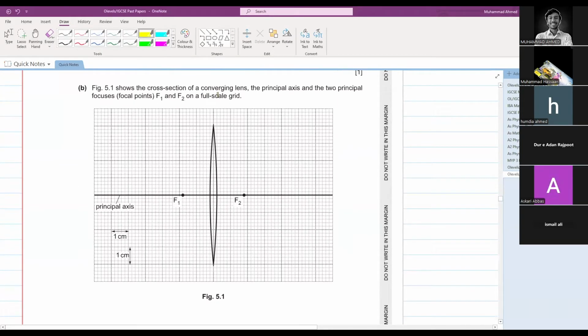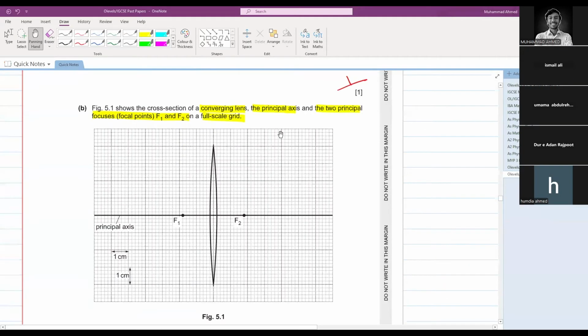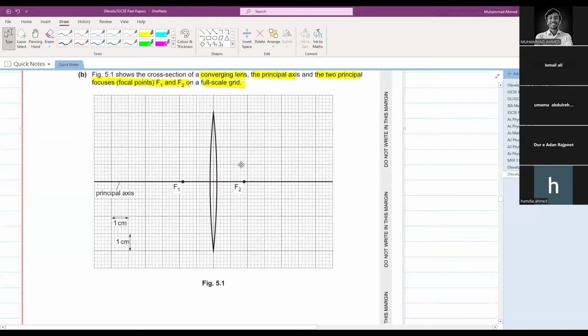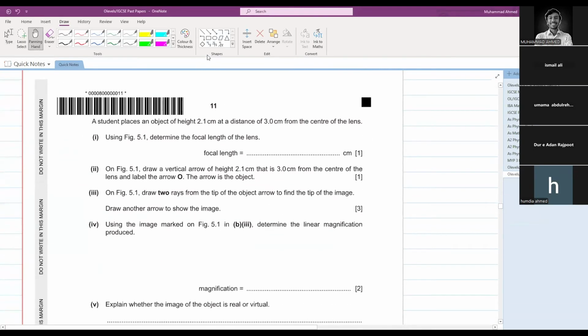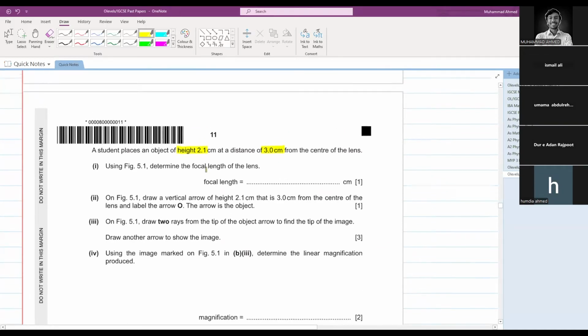Figure 5.1 shows the cross section of a converging lens, the principal axis, and the two principal focuses f1 and f2 on a full scale grid. A student places an object of height 2.1 centimeter at a distance of 3 centimeter from the center of the lens. Determine the focal length of the lens.